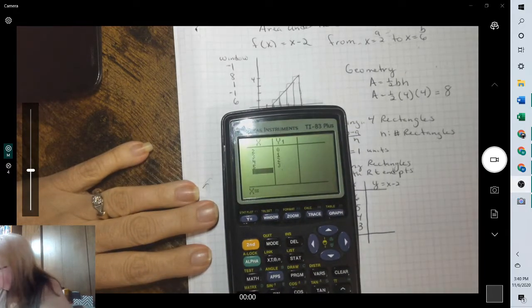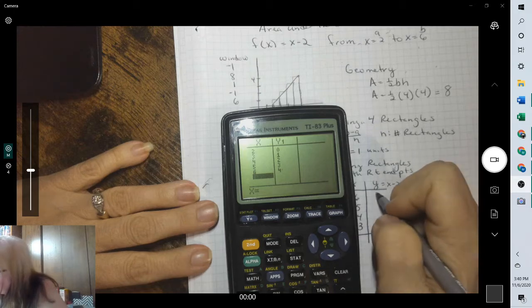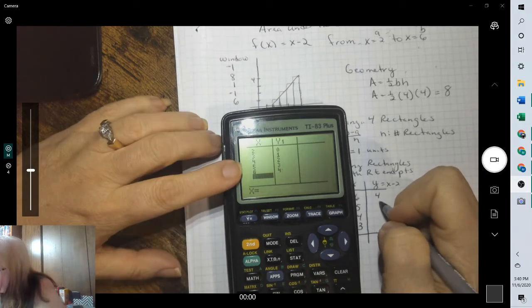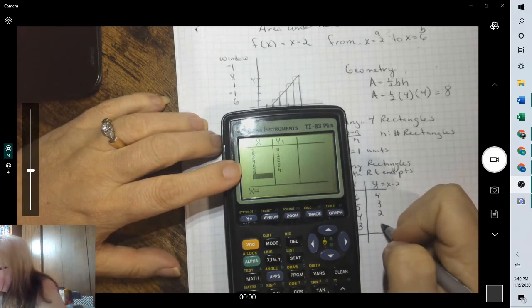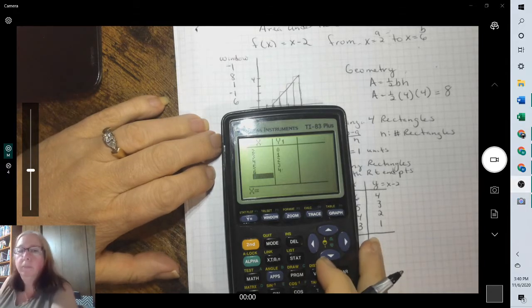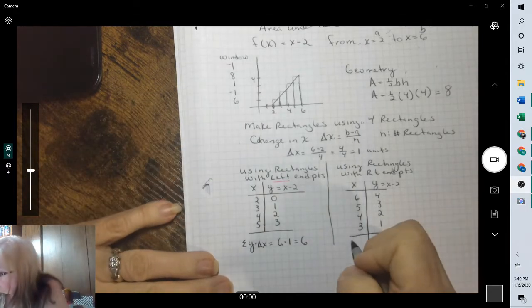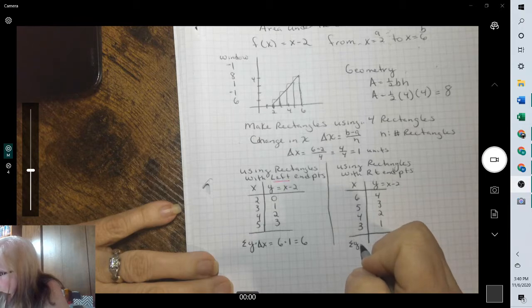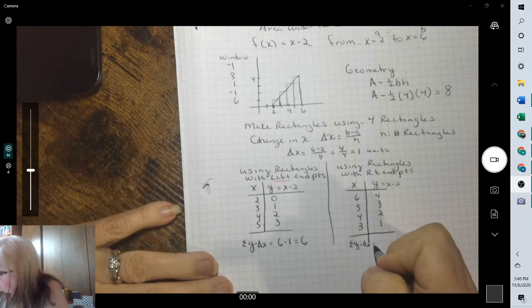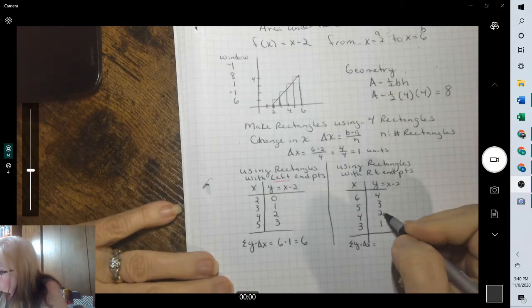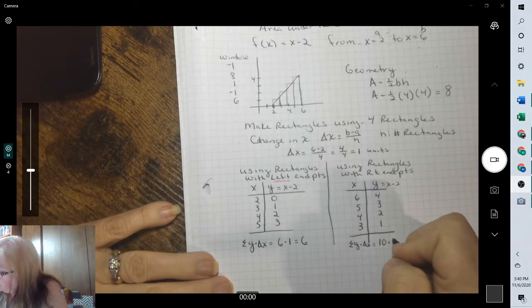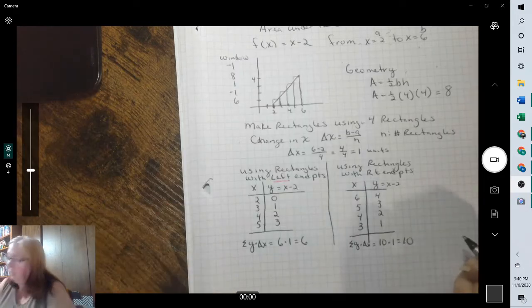Plugging them in, the only one we don't have is 6. So 6 is 4, 3, and then 2, and 1. So we add them up and multiply by our change in x. They add up to 10. So it's a little high.